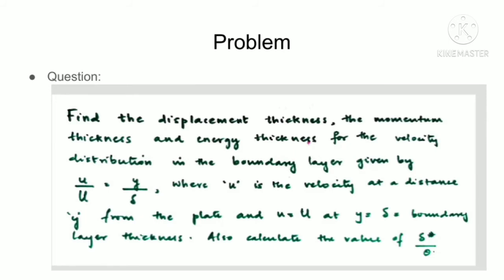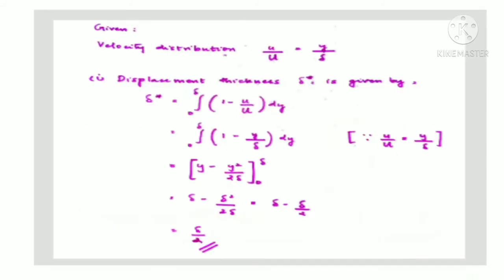The question is, find the displacement thickness, momentum thickness and energy thickness for the velocity distribution in the boundary layer given by small u by capital U equal to y by delta, where small u is the velocity at a distance y from the plate and small u equal to capital U at y equal to delta, where delta is the boundary layer thickness. Also calculate the value of delta star by theta. Now let's try and solve the above problem.